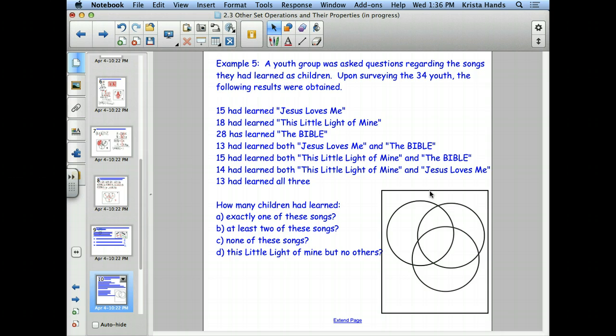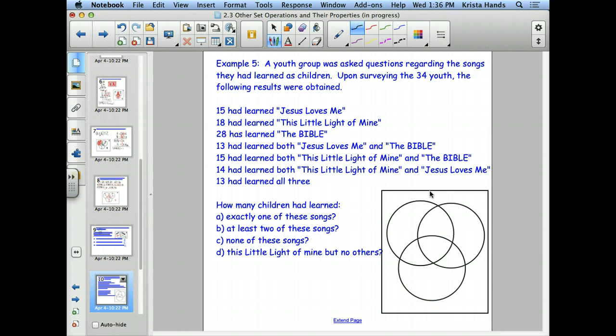Okay, what are the circles that I have inside going to be? The songs. I'll just go in order of how they were first given. So this first one over here is going to be Jesus Loves Me. I'll just write Jesus, so it won't have the name in there. The second one was This Little Light of Mine. How would I write light?